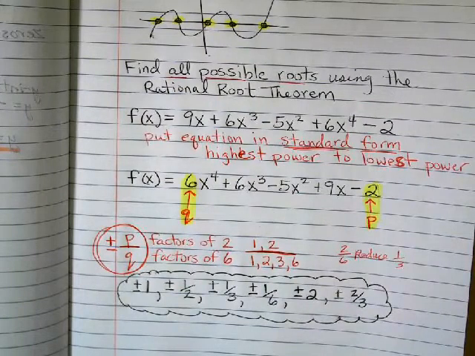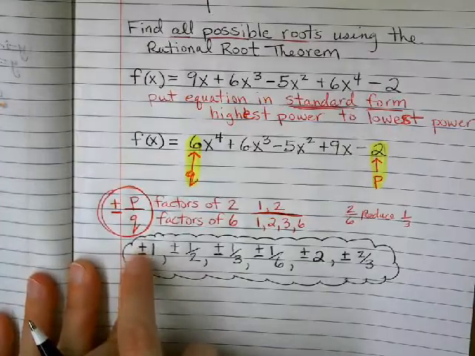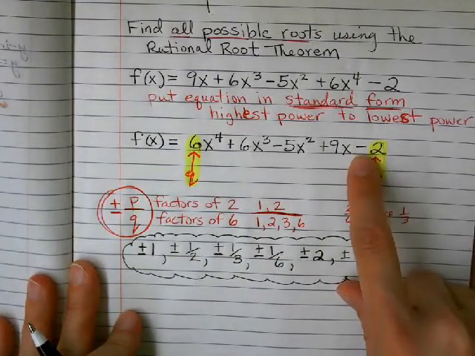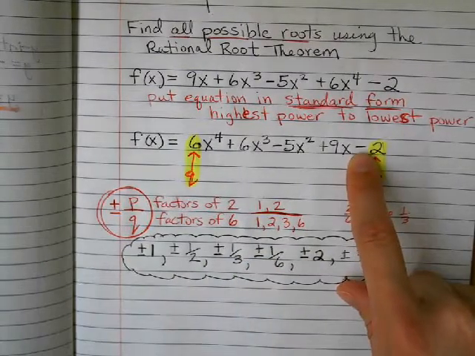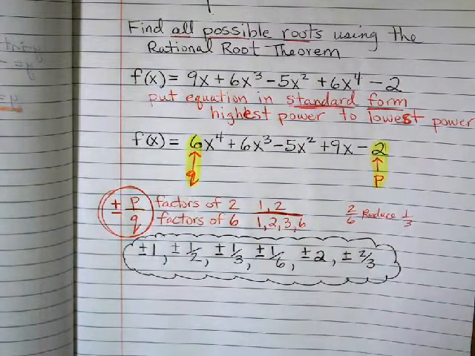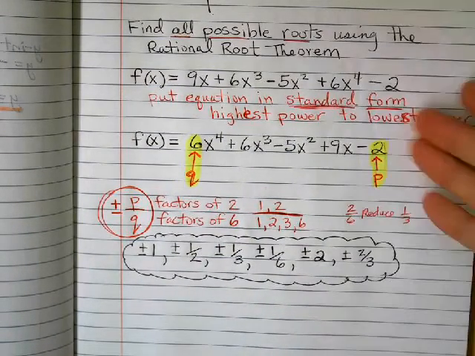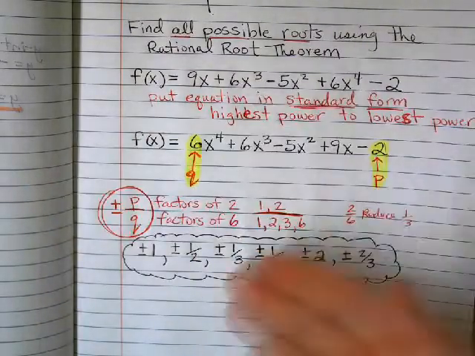No, because every time it's plus and minus. Every single answer is plus and minus, so you don't even really have to worry about a negative, because every single answer you put plus minus anyway. I just see the factors of 2 and the factors of 6, and then make sure I list all those combinations.